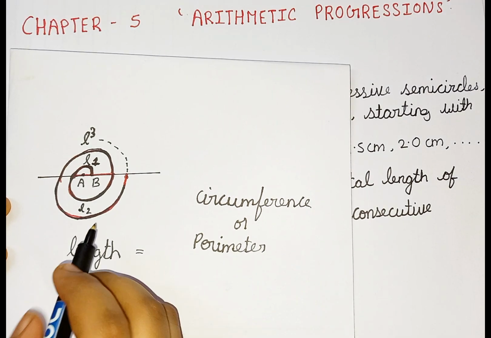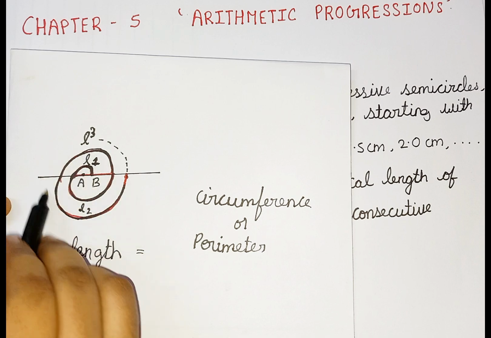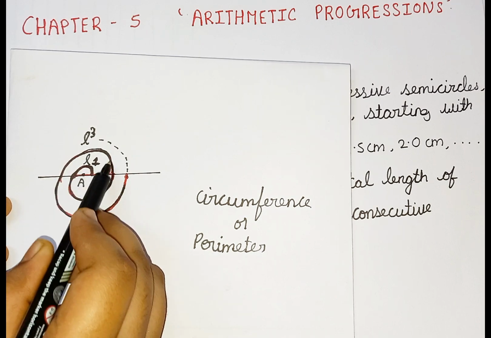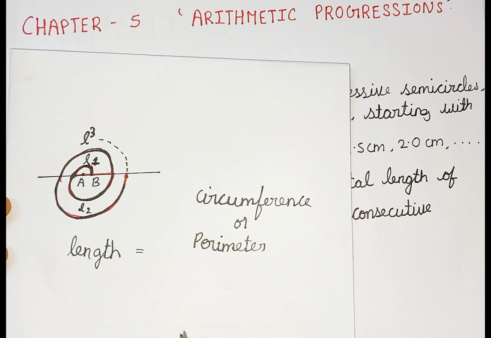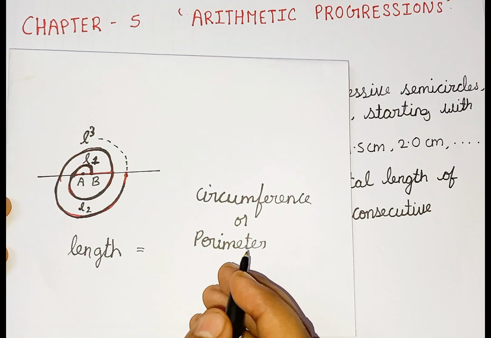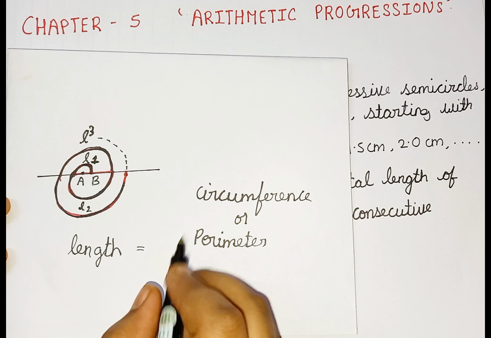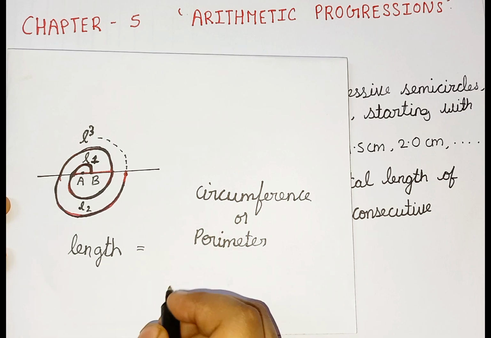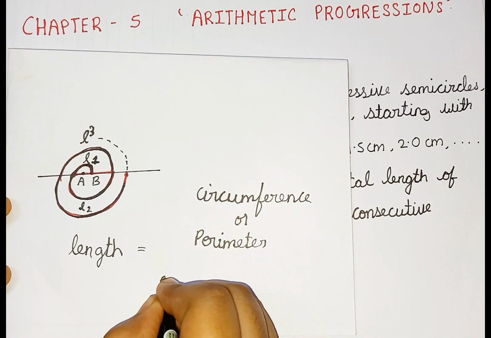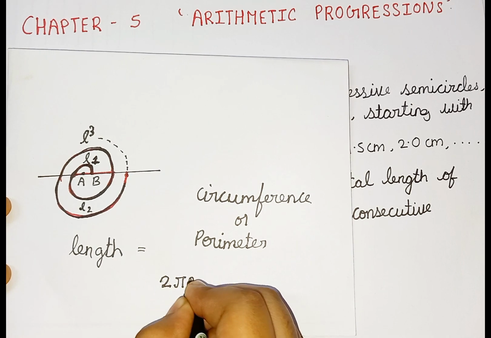Okay, so now I just told you guys length means this, that when we just draw, you say that as a length, isn't it? So we call it circumference or perimeter as well in maths. Okay, so here now, what is the circumference of a circle? So the circumference of a circle is 2 pi r, isn't it?